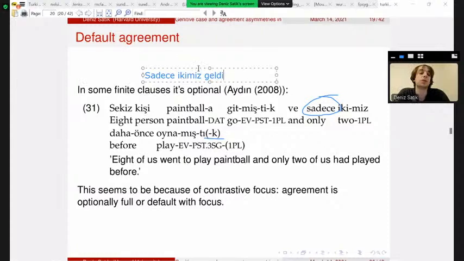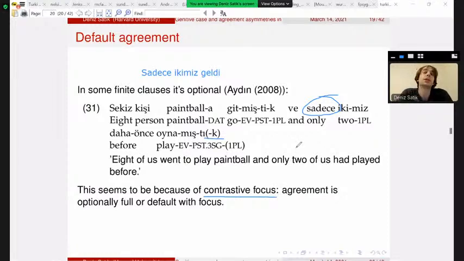I think what's going on with Aydın's example is that sadece leads to default agreement, which can be contextually influenced. So I think what's going on here is that there's contrastive focus. Agreement is optionally full or default with focus. Unfortunately, I don't have a very strong solution for this. I just wanted to note what seems to be the empirical pattern here in this talk. It's an interesting observation.